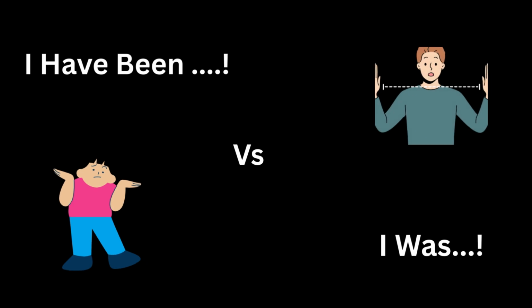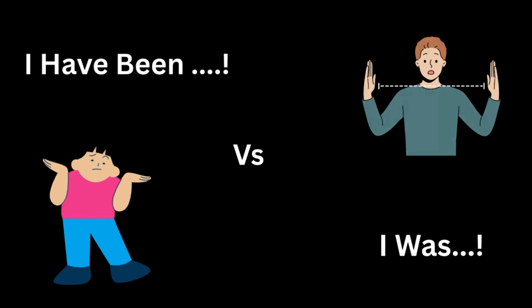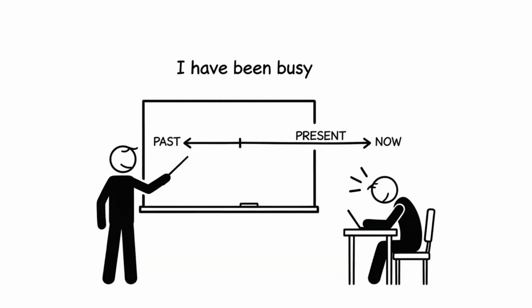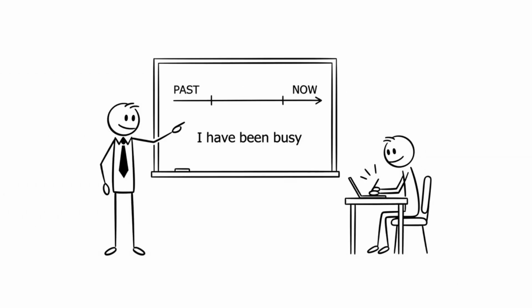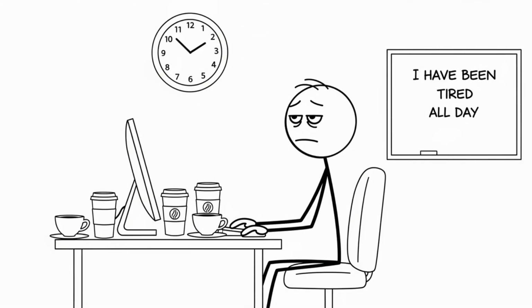These two expressions may look similar, but they describe different ideas. When you say, "I have been busy," it means the action started in the past and is still continuing now. Your past is connected to your present. For example, "I have been tired all day." This means that even right now you are still feeling tired.